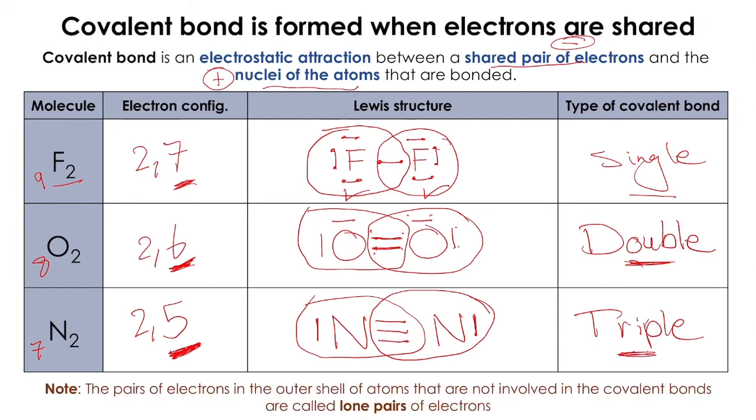There is a very important note here, which is about the pairs of electrons in the outer shell of atoms that are not involved in the covalent bonds. They are called lone pairs. So this is a lone pair, this is a lone pair. Same here, we have 2 lone pairs surrounding each oxygen atom. For fluorine, we have 3 lone pairs.